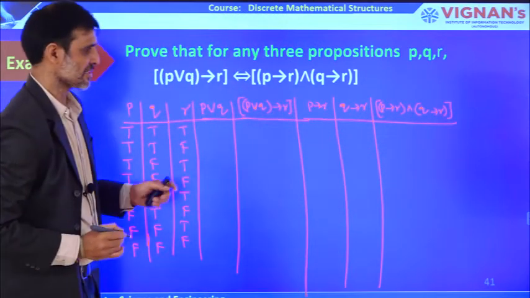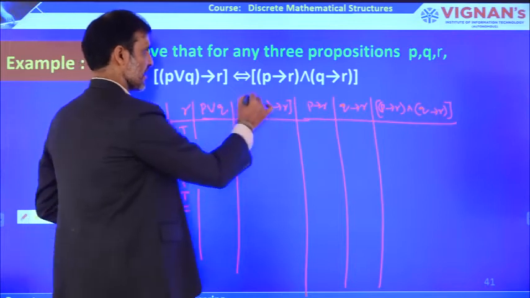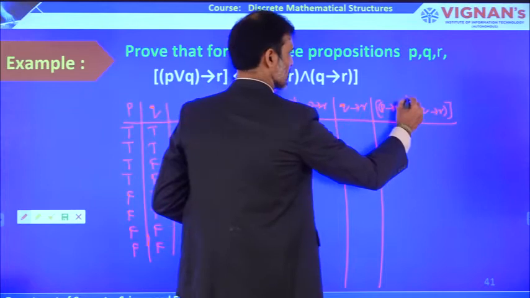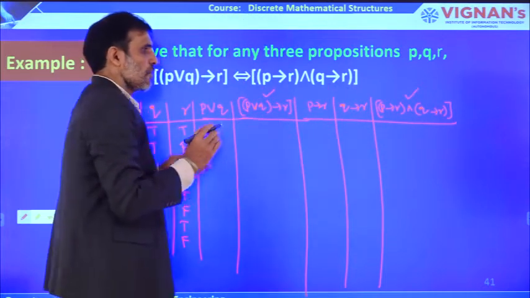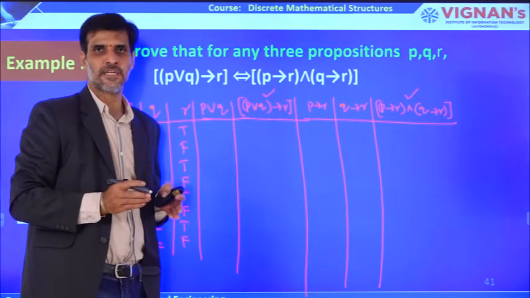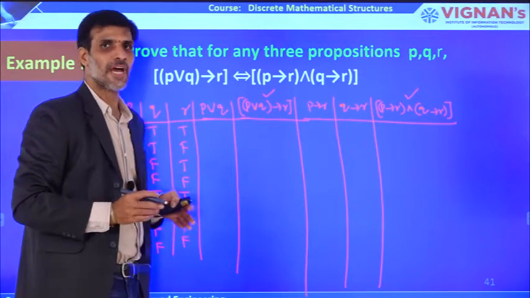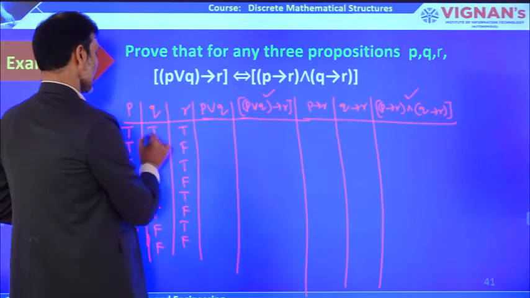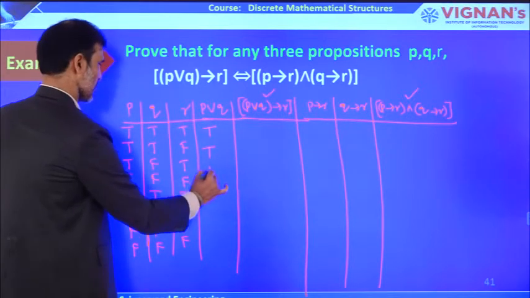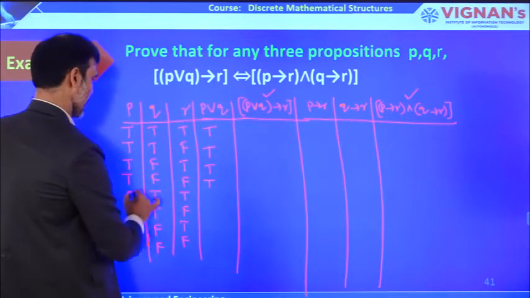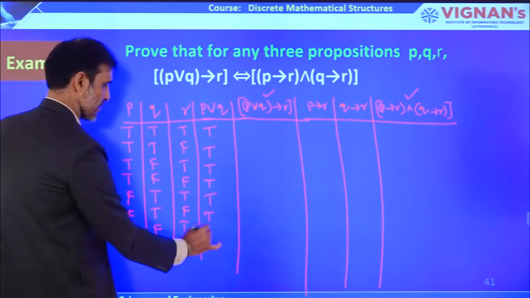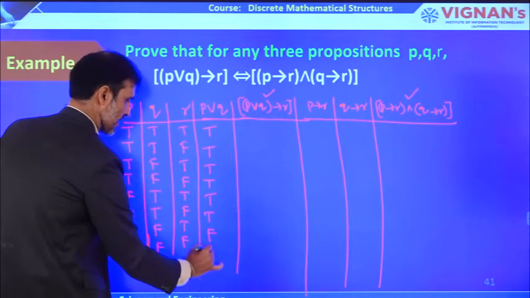Like this we are going to construct the truth table, and we need to check that the truth values of this particular column and the truth values of this particular column both are equal. Then only we can say that these two compound sentences are logically equivalent. So to do that, for P or Q: true, true, true, true, then true, true, false, and you can get false, false, false, you will get false.